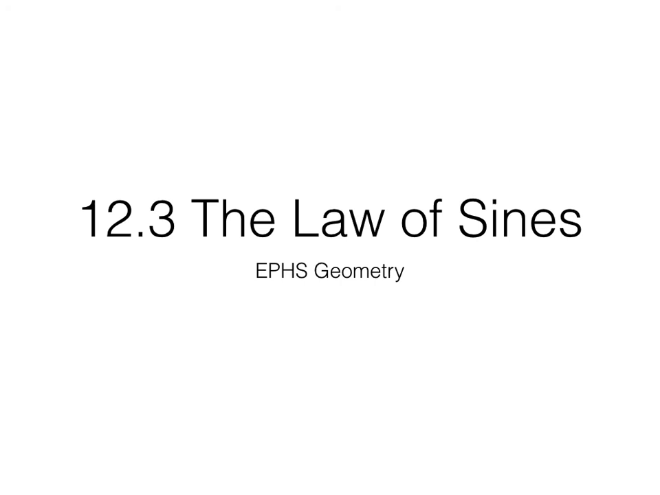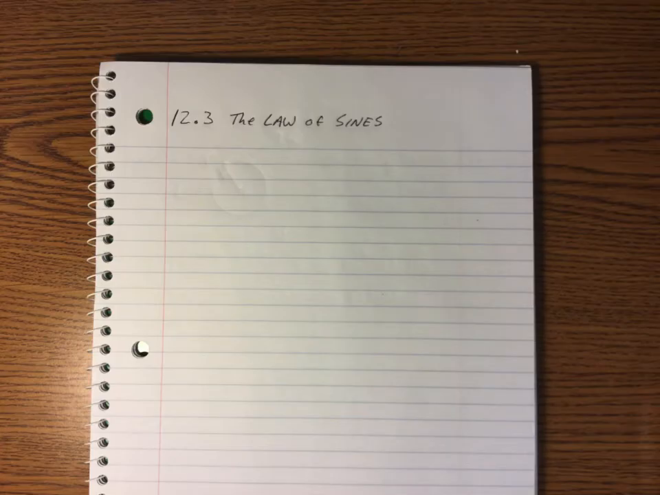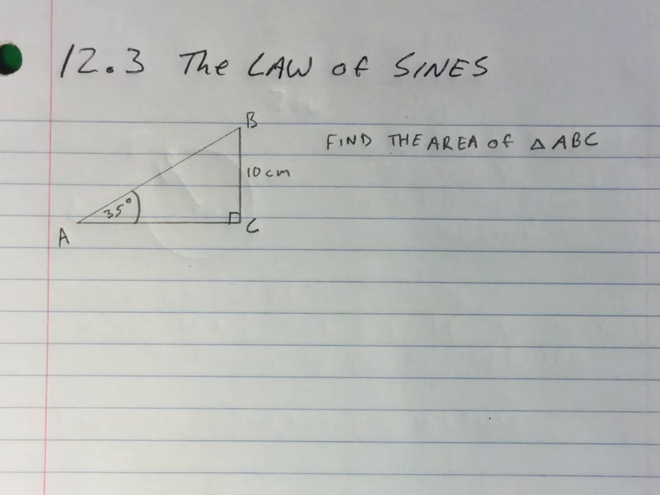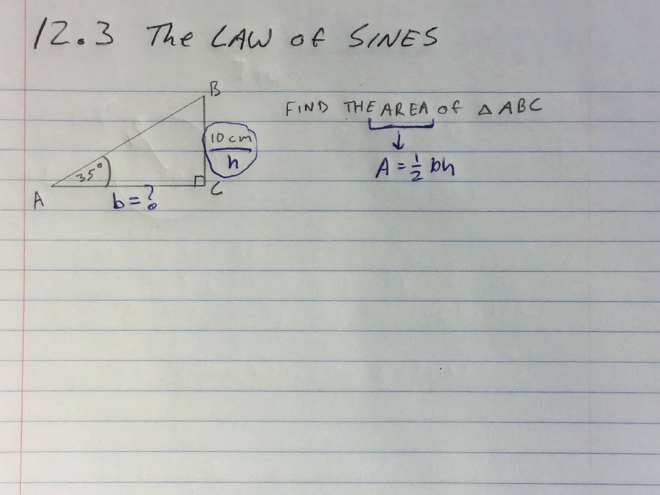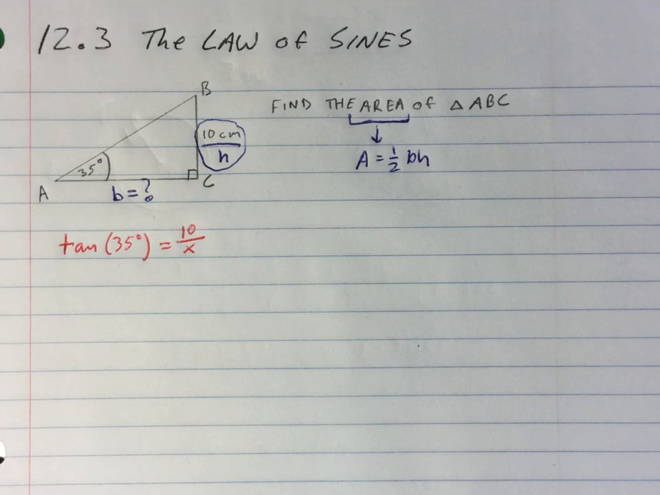Section 12.3 is all about the law of sines. So we know how to find the area of this triangle because it's a right triangle. Remember, area is 1/2 base times height. We have 10 we could use as the height. We don't have the length of the base, but we could find that using right triangle trigonometry, right?